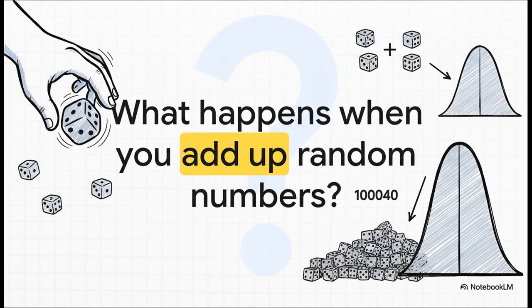The whole idea really boils down to this one simple question. We all get that rolling a single die is random, right? A 1, a 6, any face is equally likely to pop up. But what happens when you roll 2 dice and add their values together? Or 5? Or what if you roll, say, 1,000 dice? Does it all just stay a jumbled mess, or does some kind of hidden pattern start to show itself?